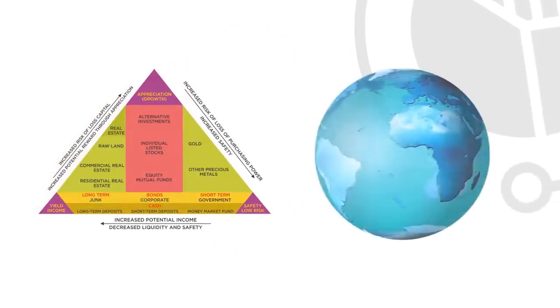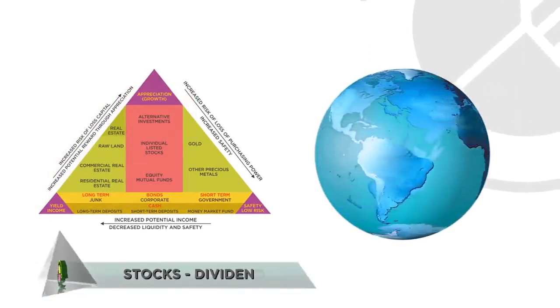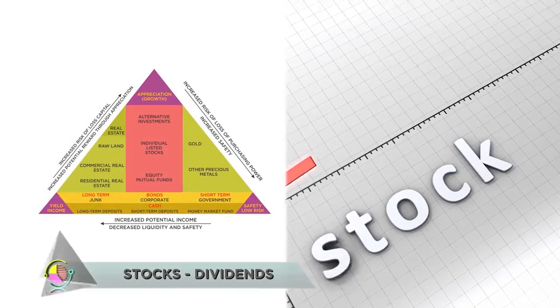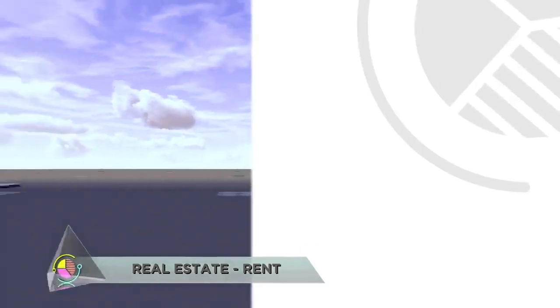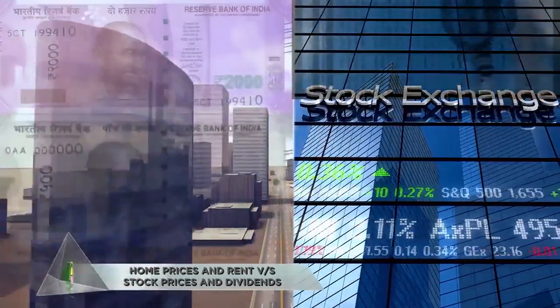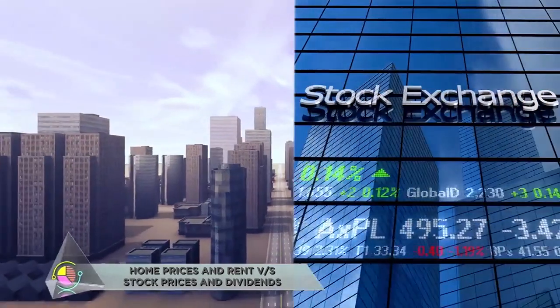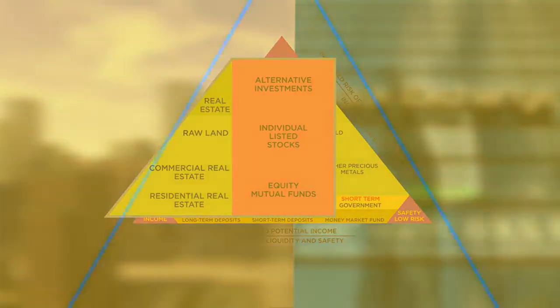Depending on the geographical region we are in, one could argue which should be on the left and which on the right. In terms of income, after all, stocks give you dividends while real estate gives you rent. The relationship between home prices and rents versus stock prices and dividends can be quite different from region to region, which is why the placement on the pyramid is even an issue.